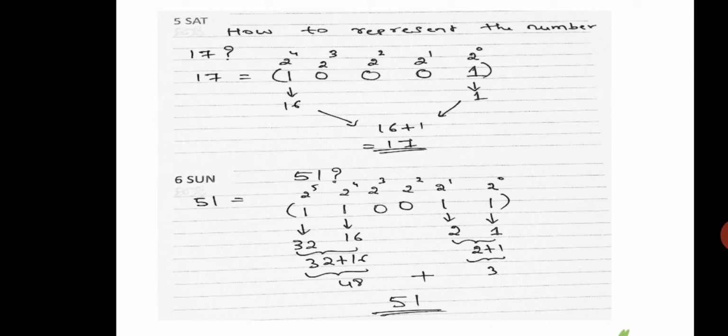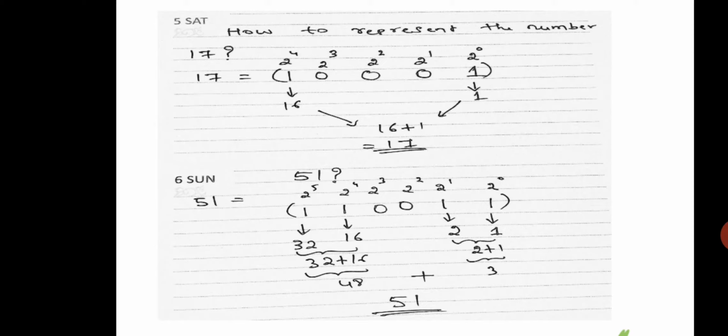So do you require 2 to the power 3? No, I don't require 2 to the power 3. Why? Can anyone say why? What is the value of 2 to the power 3? 2 to the power 3 is nothing but 8. So I already got 48. If I put 1 below the 2 to the power 3, then I will be adding 48 plus 8. How much? 56. I don't need 56. I just want 51. That is the reason why I did not put 1 below the 2 to the power 3 position. I put 0.